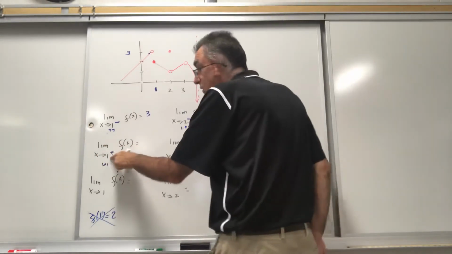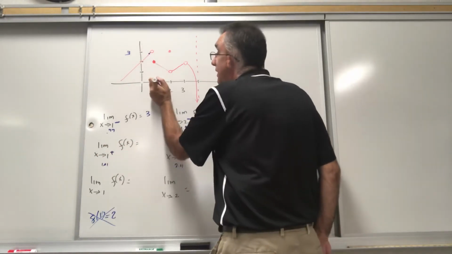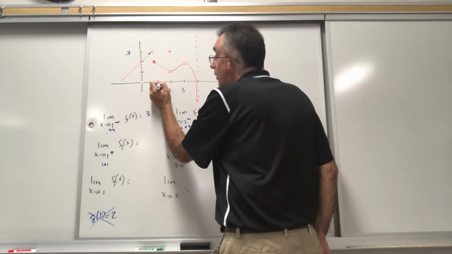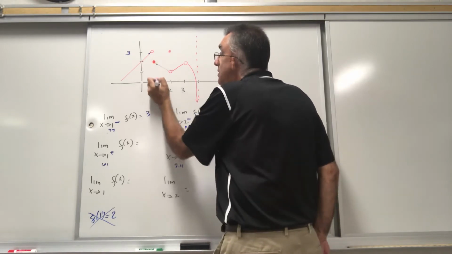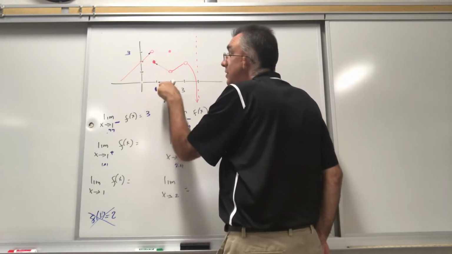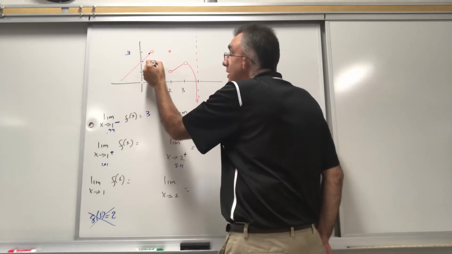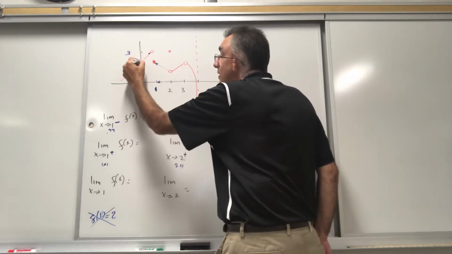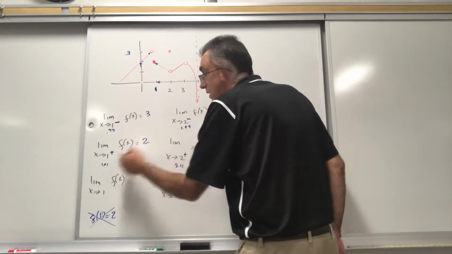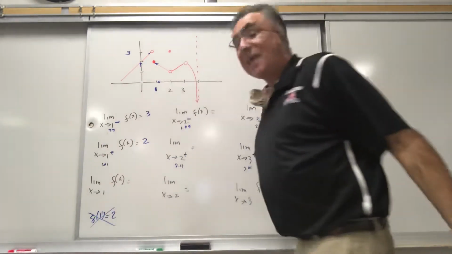What happens if I get really close to 1, but I'm on the other side, like 1.1 up here? Notice as the x values get closer and closer to 1, the y values are going to get closer and closer to 2. So the limit does equal the function value, and that happens a lot.